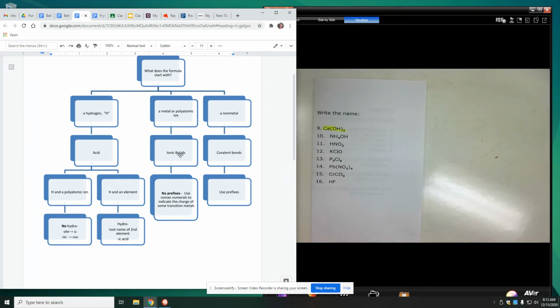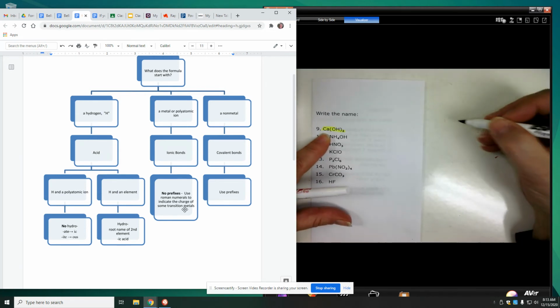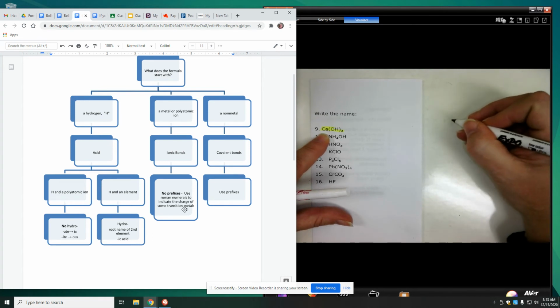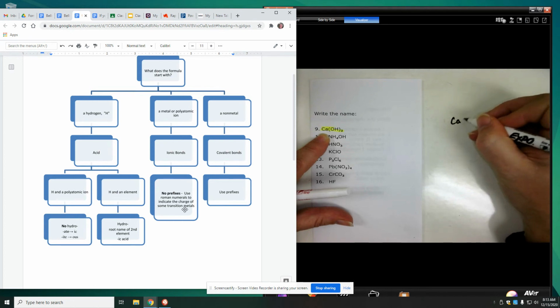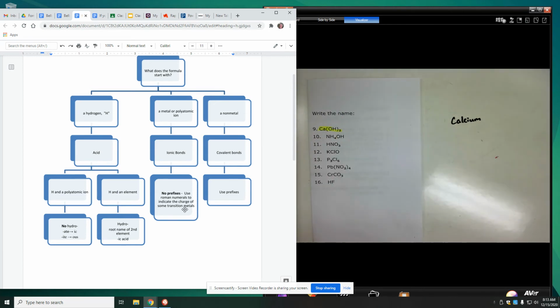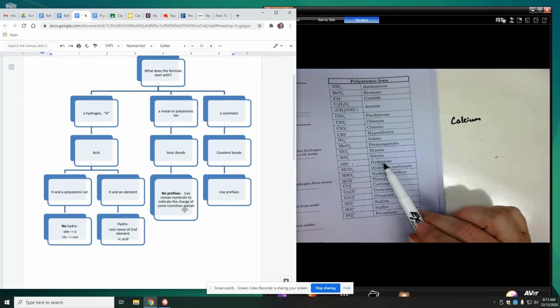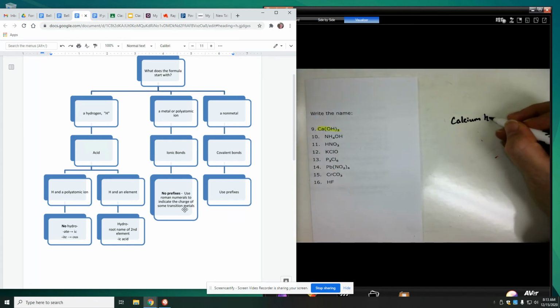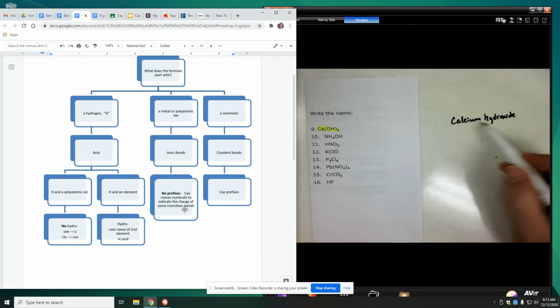That means I have ionic bonds. You're not going to use prefixes. You might have to use Roman numerals to indicate the charges of transition metals. Calcium is not a transition metal. It's in group 2, so we don't have to use Roman numerals for this one. All right, so we are going to just name the 2 things. So we've got calcium, and then this is a polyatomic ion, and that polyatomic ion is hydroxide. So calcium hydroxide.